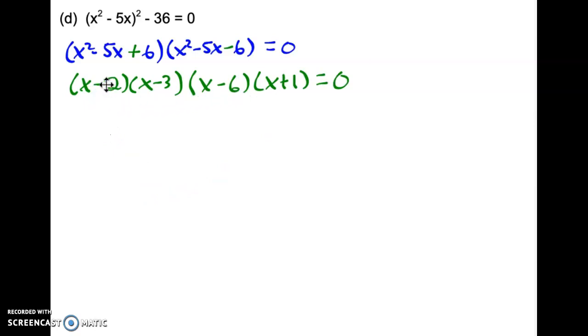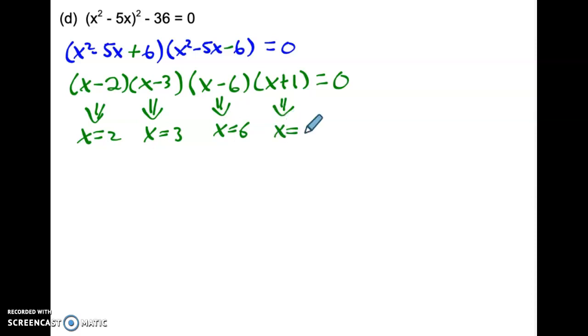Now that we have it all fully factored and there's nothing left to factor within any of these brackets, we can read off our answers. We have x equals 2. In this bracket we get that x equals 3. From here we get x equals 6. And from there we get x equals -1. So the solutions to this equation are x equals -1, 2, 3, and 6.